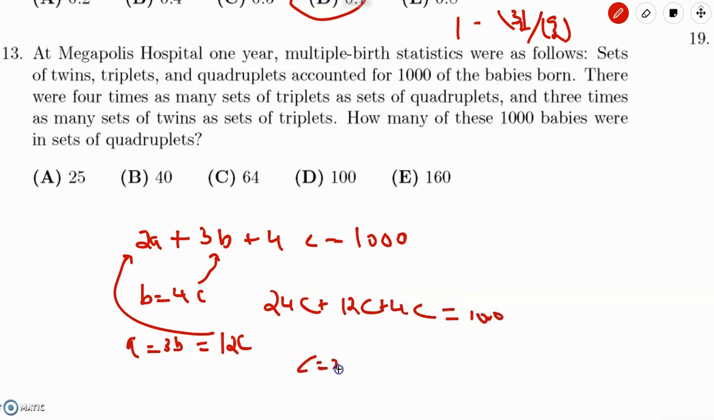But before putting 25 for this problem, we have to see how many of these 1,000 babies were in sets of quadruplets. So there are 25 sets, but there are 25 times 4 babies in them, so there are 100 babies in these sets of quadruplets.